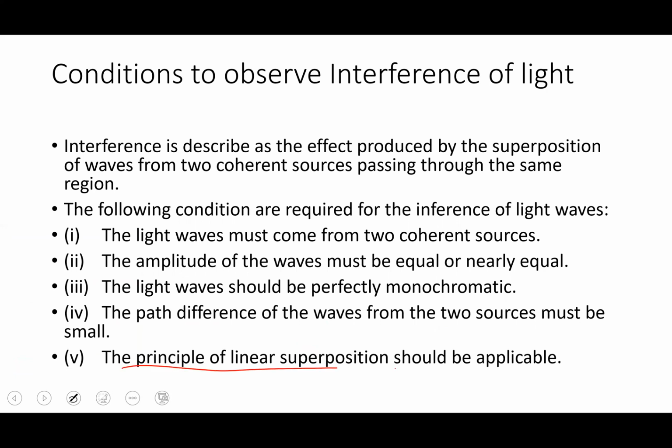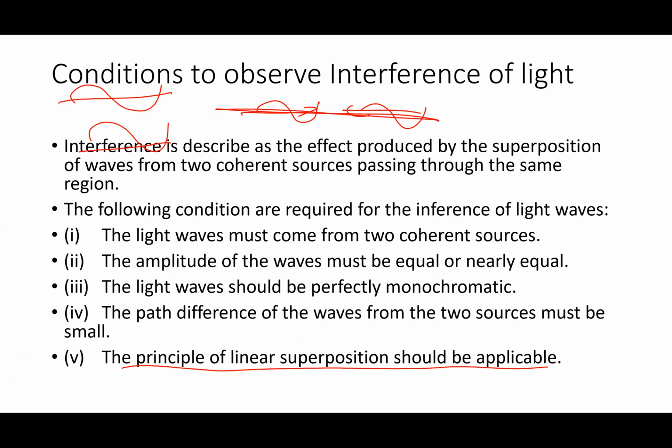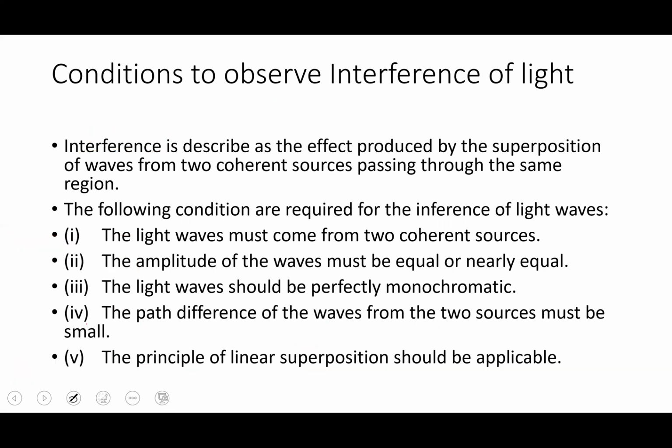The principle of linear superposition should be applicable. That means that if one wave is traveling in this line, the other wave should also travel in this line in order to interfere. Otherwise, what will happen? The two waves won't interfere in either case. So they should be in a linear position so that they can interfere with each other. So these are the conditions of interference of light.